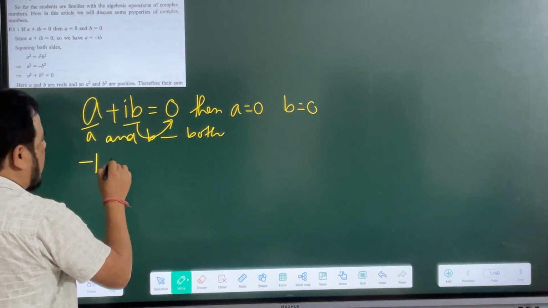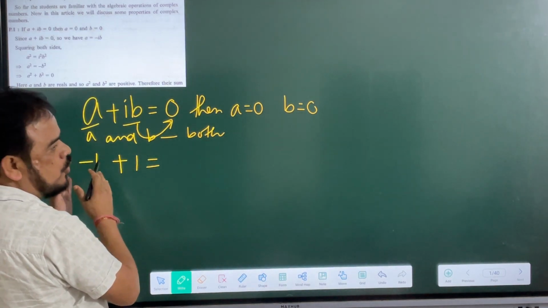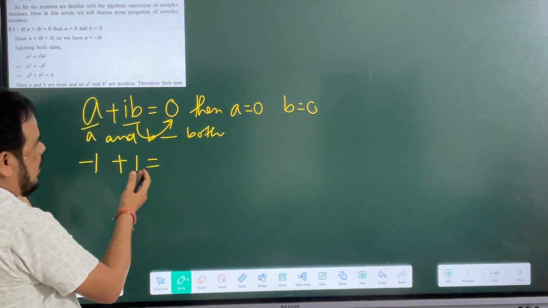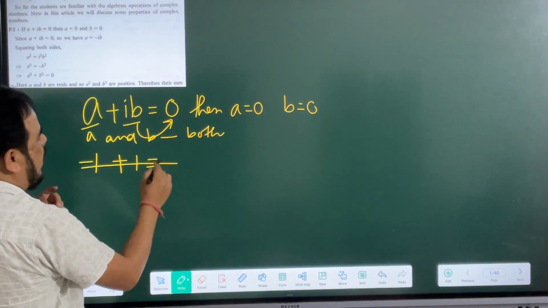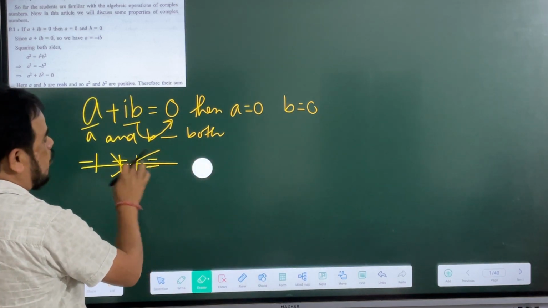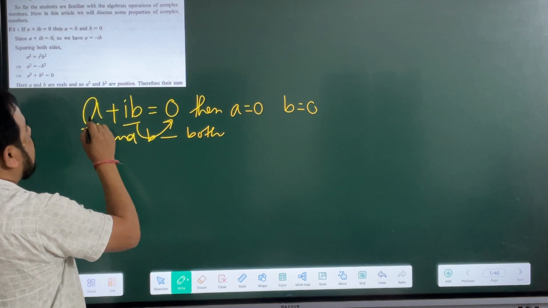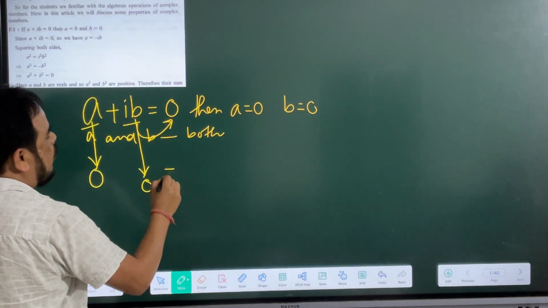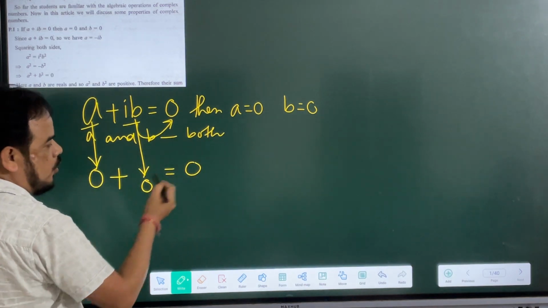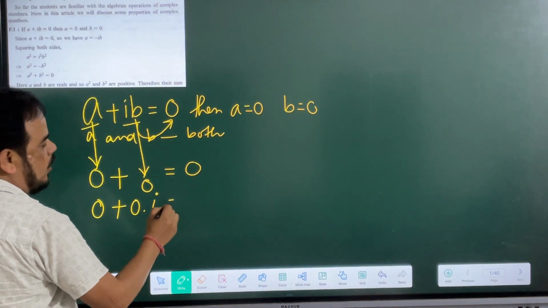or this one minus 1 plus 1. When we do calculation, if one is positive and the other one is negative, same number, we get 0. But here it is a complex number, so we don't do that. This is related to algebra, so this we don't do. Here, if this is 0 and this is also 0, then only we will get the addition as 0. It will be like this: 0 plus 0i equals 0.